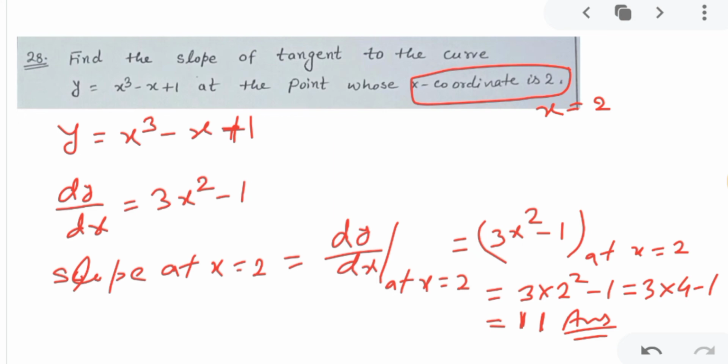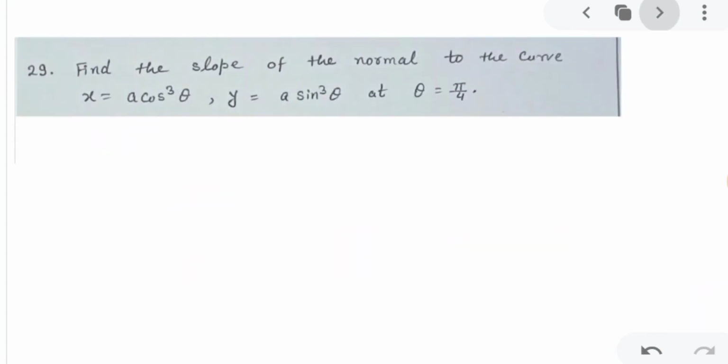So this is the easy question. This is the slope of tangent, you will remember. Slope of tangent will be dy upon dx at x equal to a. The x point will be given, so a is given as 2. So you just put the x value as 2 in dy upon dx. Okay. So I hope you understood. Correct. Now coming to question number 29.